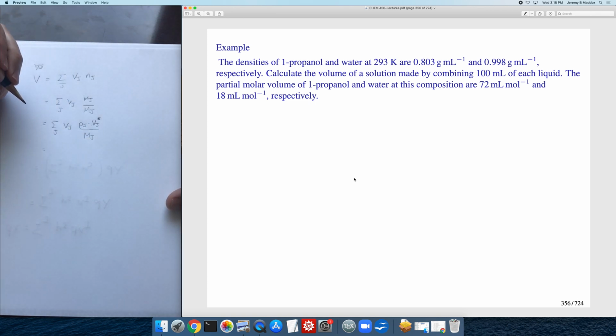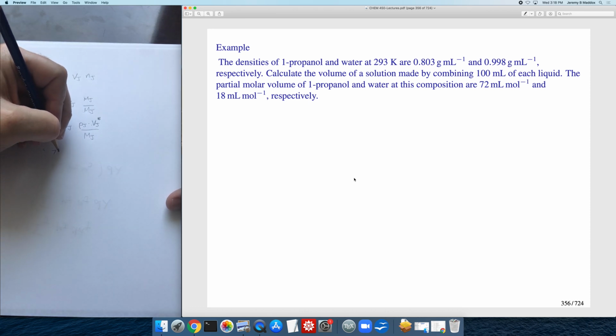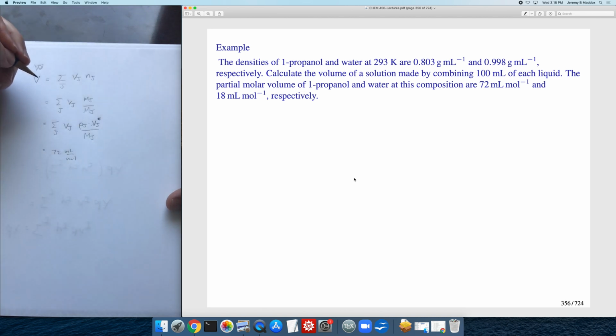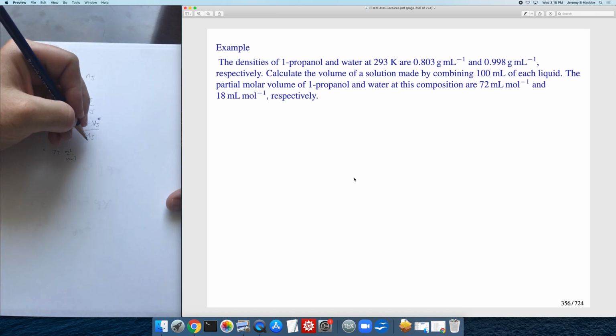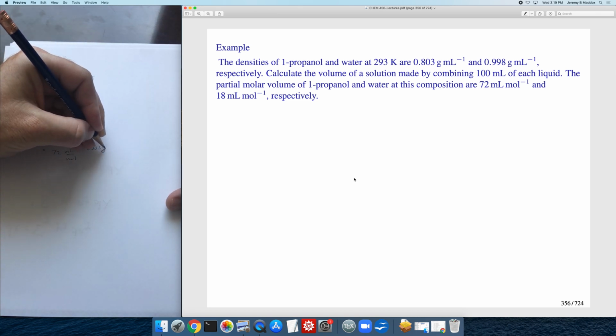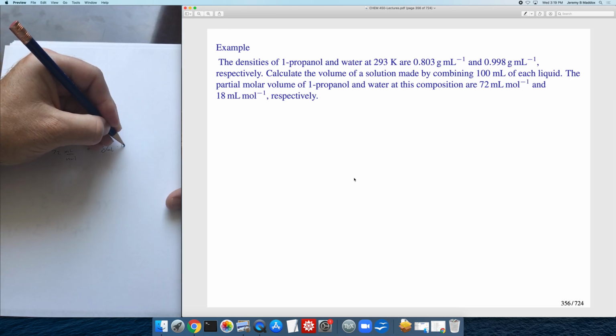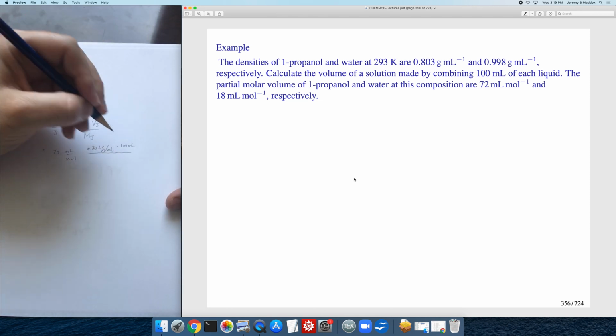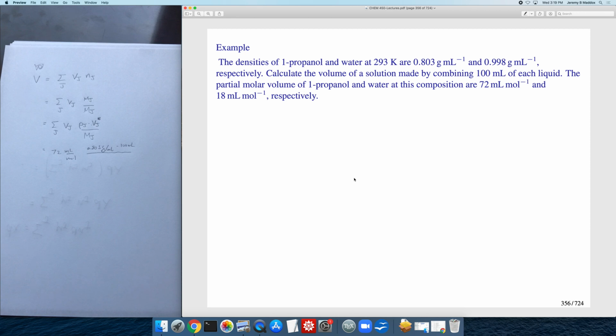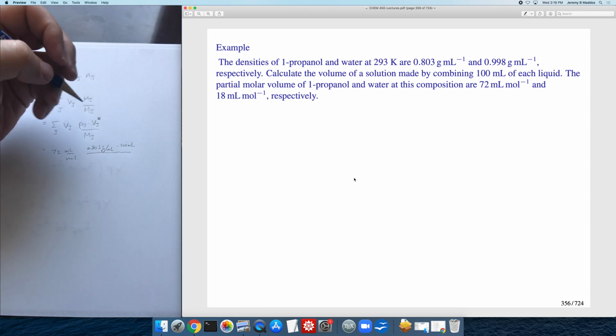Okay, so just working this out for this particular problem. We're going to have 2 terms, so I'm just going to lay out the numbers. We'll start with the 1-propanol term. So we've got 72 milliliters per mole. The density of the 1-propanol, 0.803 grams per milliliter, times 100 milliliters. And then we need to divide by the molar mass of 1-propanol. So there's 3 carbons, 3 times 12.01, plus 16 for the oxygen, and then we're going to have 3, 4, 5, 6, 7, 8 hydrogens. So I'm getting a molar mass of 60.11.